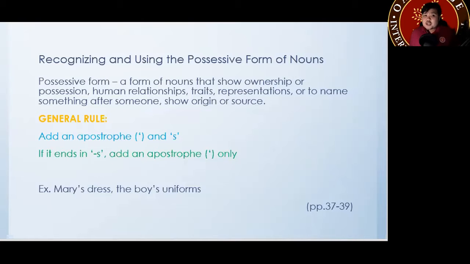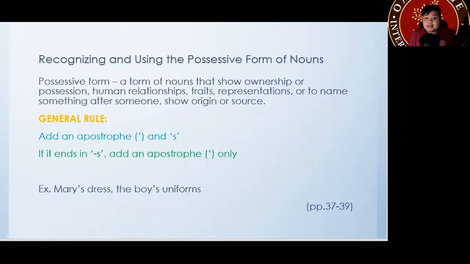Now, there is a general rule. Again, a general rule, guys, would be your safest bet whenever you're dealing with something you're not sure of. Your general rule would be: add an apostrophe and then an S if the noun does not end in S. But if it ends in S, all you have to do is add an apostrophe only.